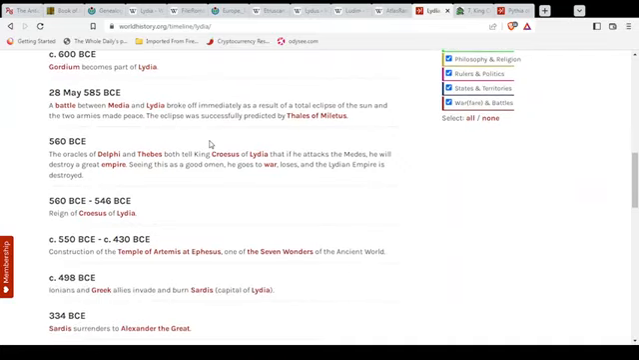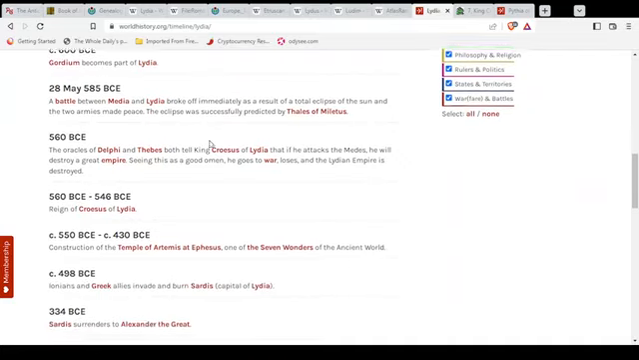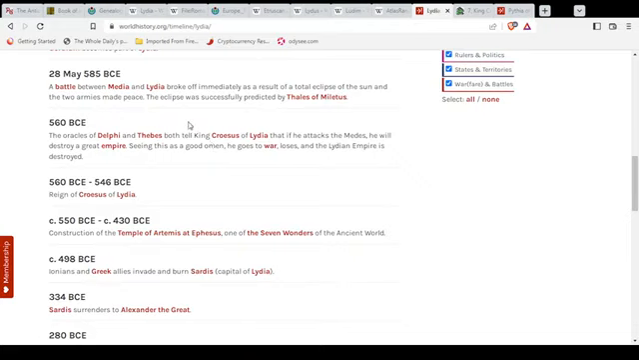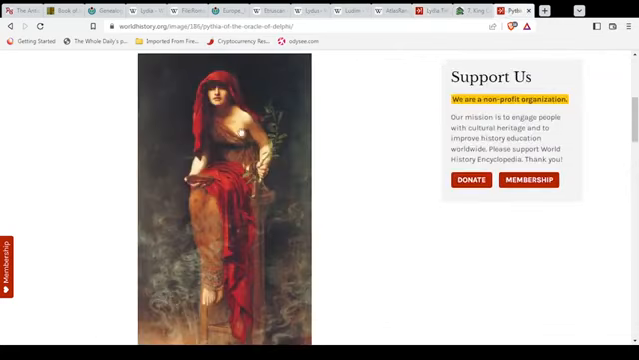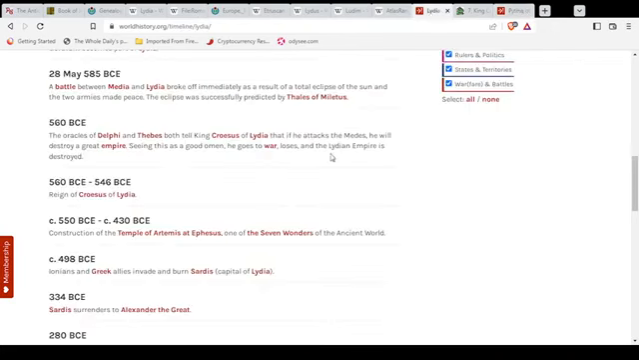But the Lydians really come into focus for history with the rise of the Medes and the Persians. And we've got this very famous prophecy in this legend. It says here, the oracles of Delphi and Thebes both tell King Croesus of Lydia that if he attacks the Medes, he will destroy a great empire. Seeing this as a good omen, he goes to war, loses, and the Lydian Empire is destroyed. So it's a very famous prophecy. He went to inquire. That's why we had this picture of this oracle, because of this connection with Lydia.